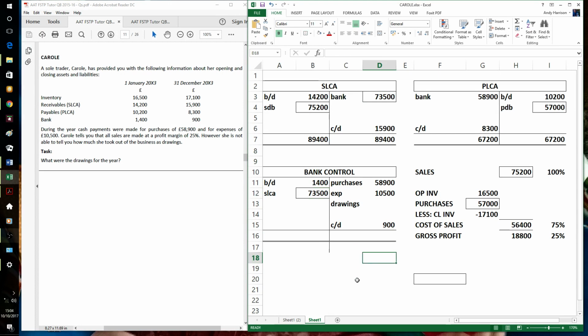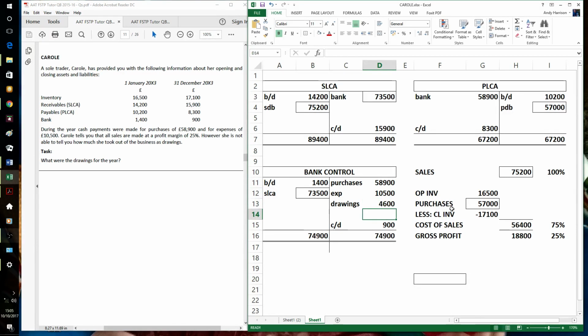Our final bit. That's complete, that's complete, that's now complete. Let's finish off our bank account. The missing figure is the balancing item of 4,600.